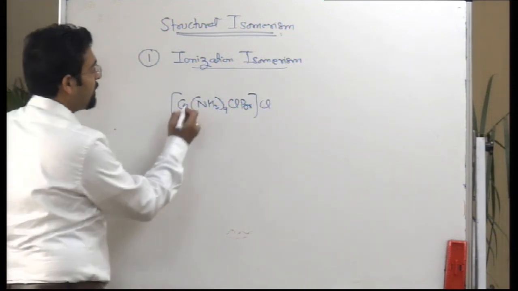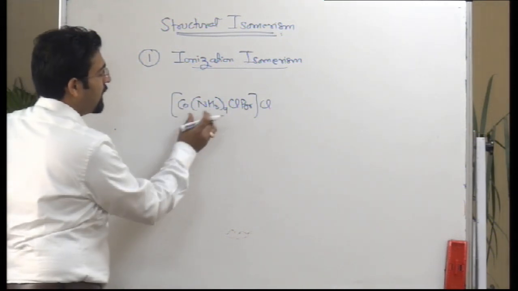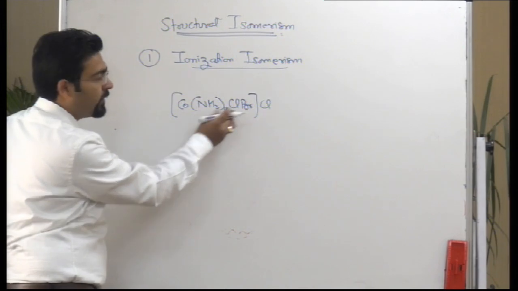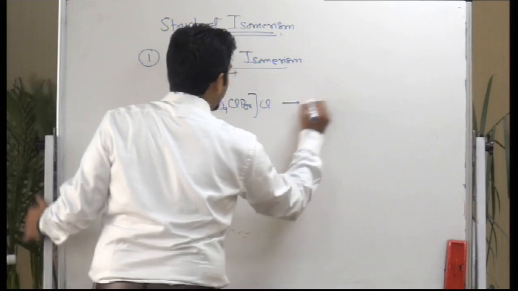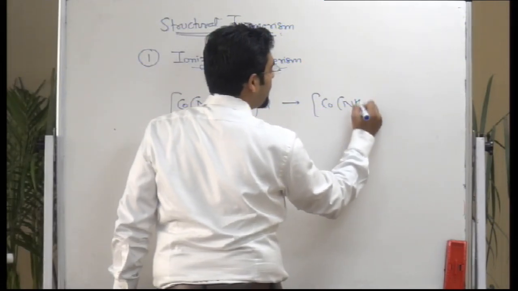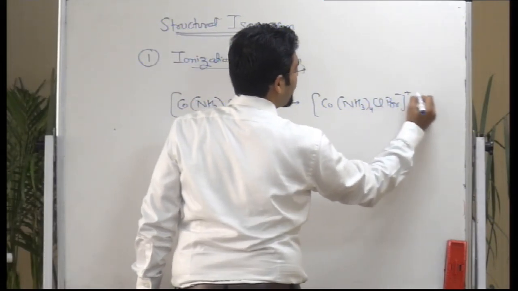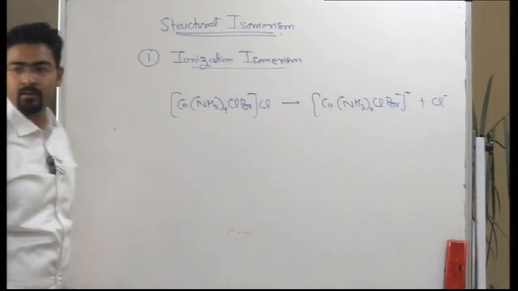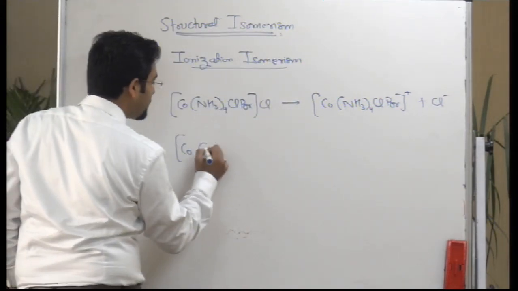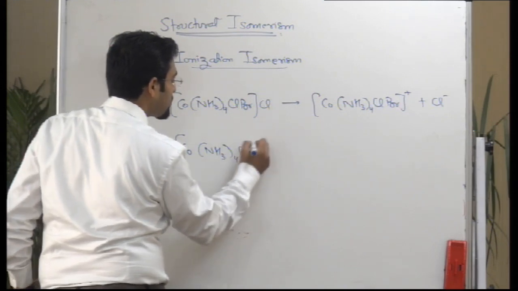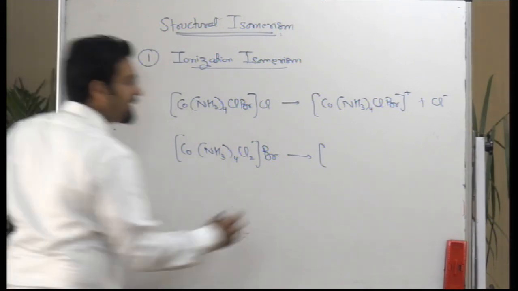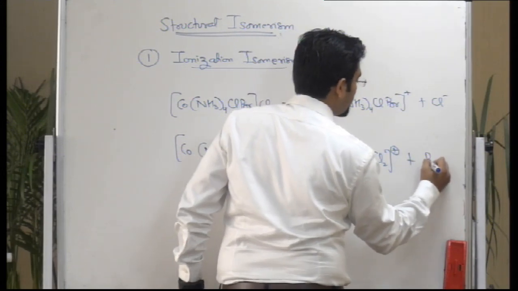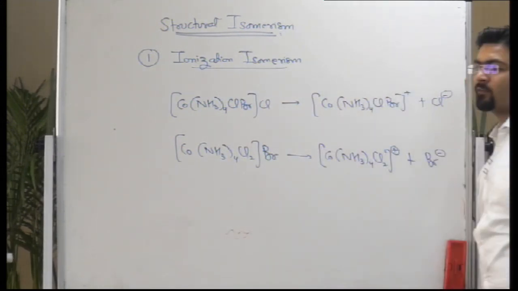Right? So this complex has a cobalt 3 plus ion and it has 6 ligands. One is chloro, another is bromo, and 4 are ammine. If it ionizes, it will give me [Co(NH3)4ClBr]+ and Cl- as ions. There's another complex which seems to be the very same, but it's not, because if it ionizes, it will give me Br- instead of Cl-.